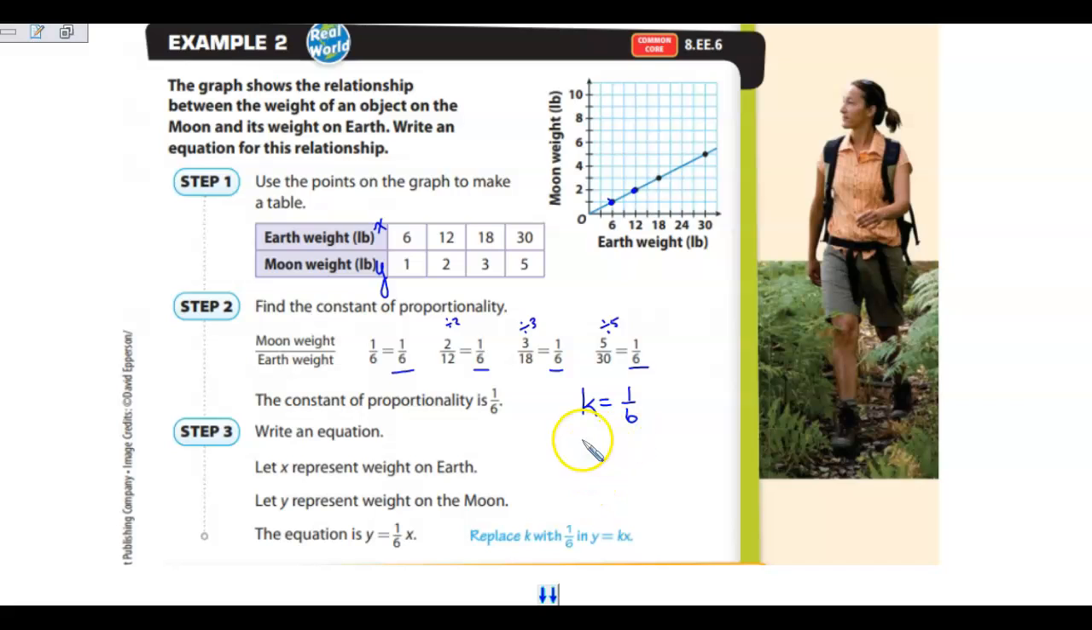To write an equation, we know that our basic formula is y equals kx, and we're going to replace k with 1/6. So our equation is y equals 1/6 x.